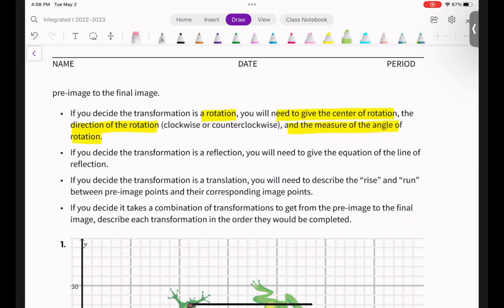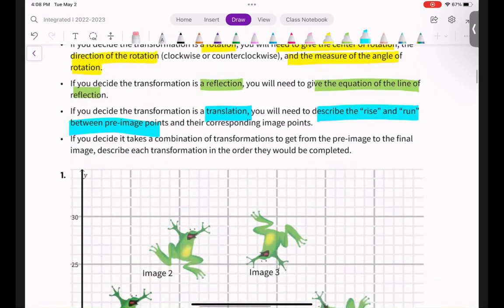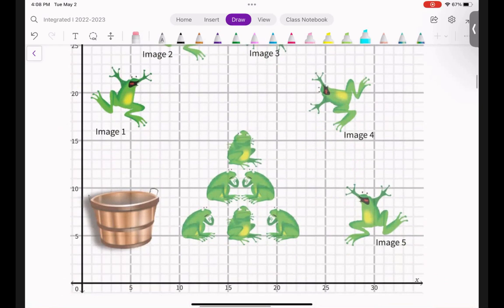If you decide the transformation needs a reflection, you will need to give the equation of the line of reflection. If you decide the transformation is a translation, you will need to describe the rise or run between the image points. If you decide that it needs a combination of transformations to get from the pre-image to the final image, describe the transformation and the order in which they need to be completed.